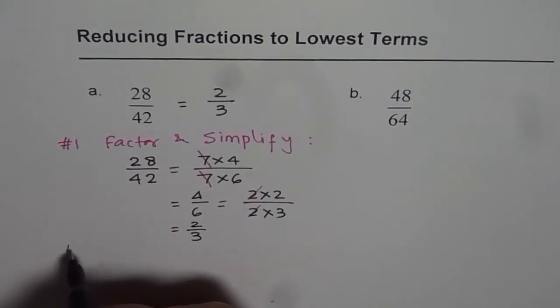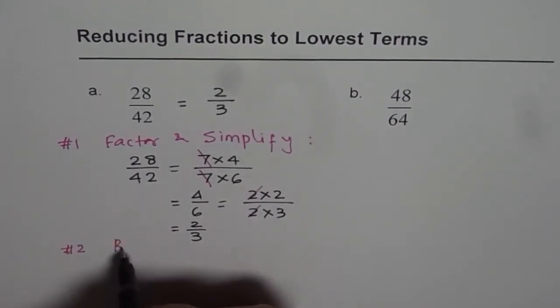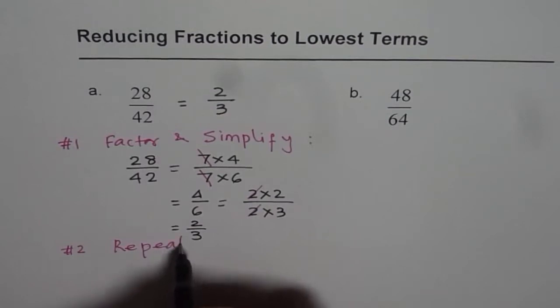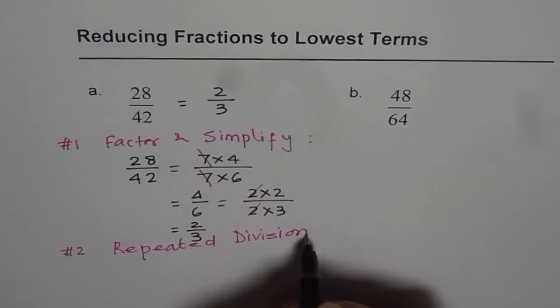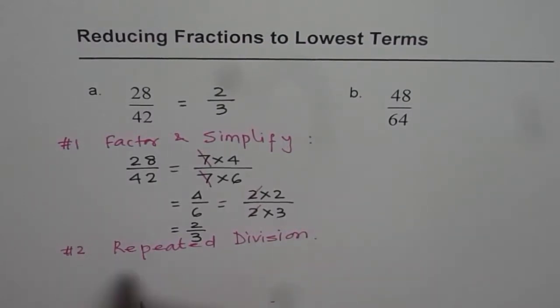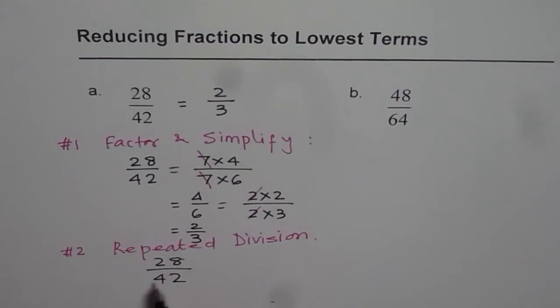Now let's do method number 2, which is repeated division. I'll show you how to get the answer using repeated division. That is 28 over 42. I'll move towards the right side as we repeatedly divide them by common factors. As you see, they are both even numbers, so I could divide them by 2. Can I divide them by 4? Let's check it out. Yes, we can also divide them by 4.